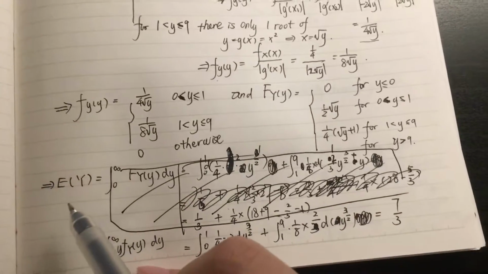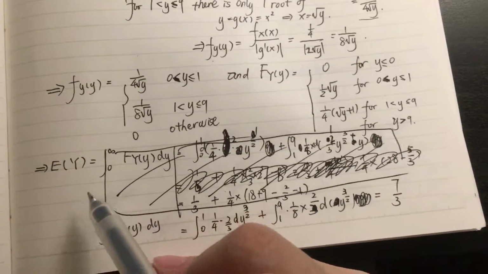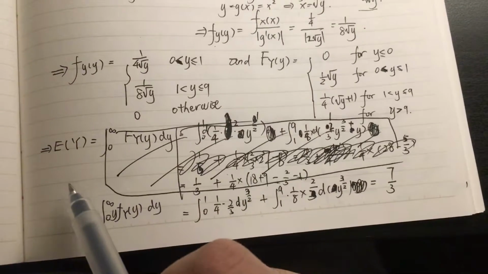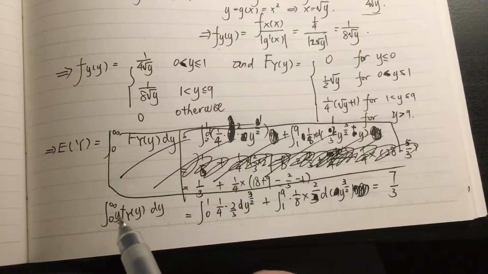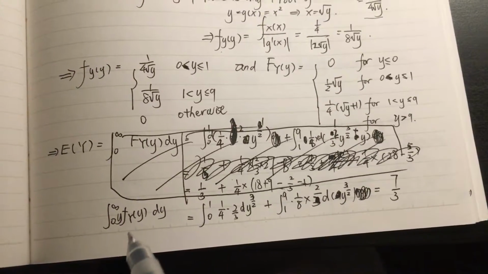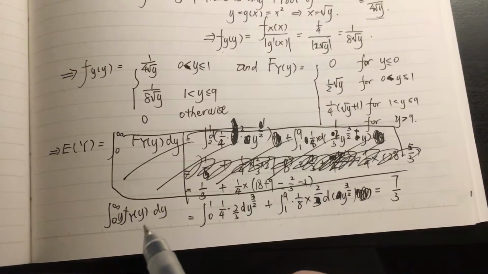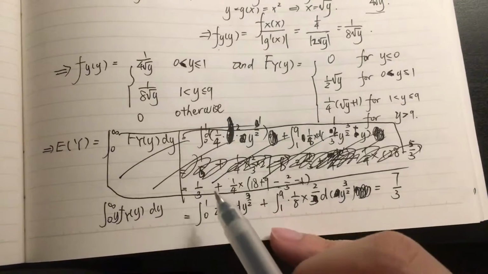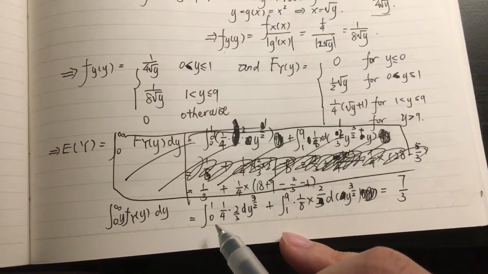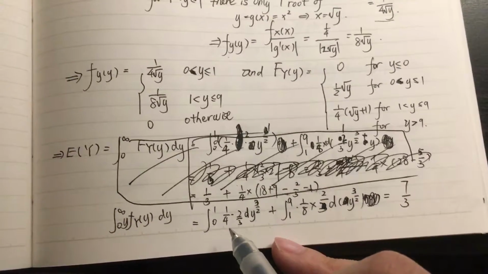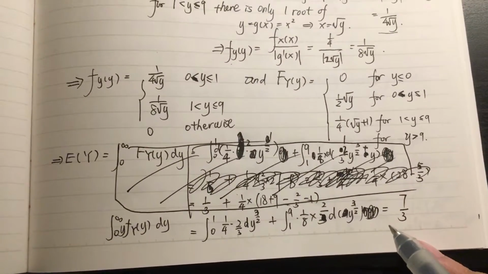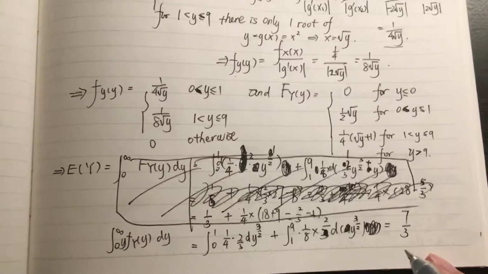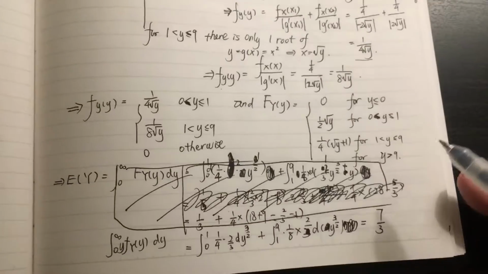And in order to find the expectation of Y, we can use the definition. It's equal to the integral of y times the density function lowercase f of y, and after simple rounds of calculation, we can get the value, which is finally 7/3. And this is the end of question 2.